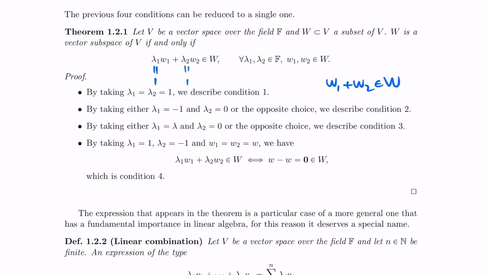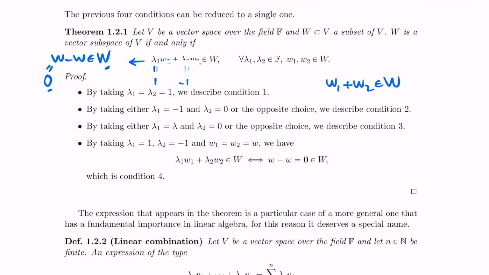Instead, I'm going to discuss with you how this request here contains implicitly the fact that the null vector must belong to W. To see that, consider again lambda1 equals 1, but take lambda2 to be minus 1. Then consider also w1 equals w2 equals w. Then we can see that this request can be translated into w minus w must belong to capital W. However, w minus w is the null vector. So we are intrinsically demanding that the null vector belongs to W.